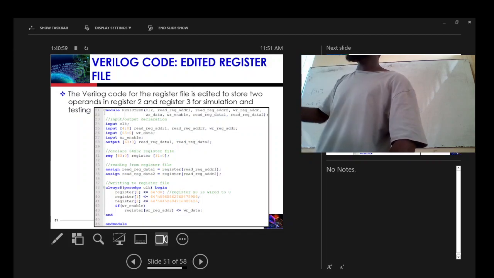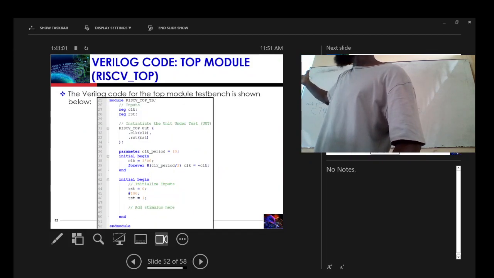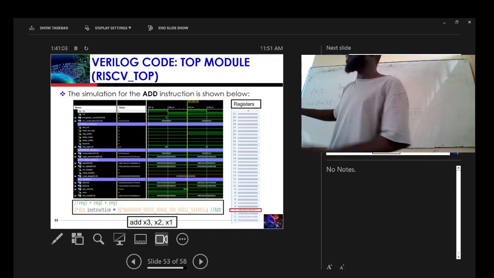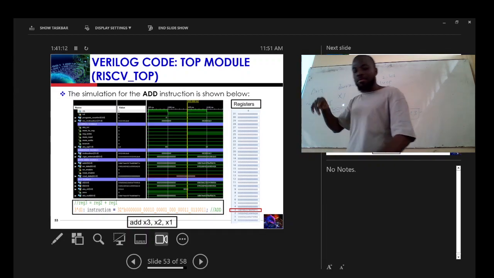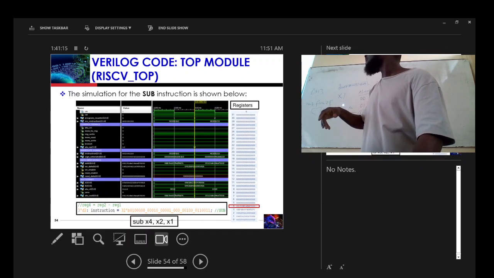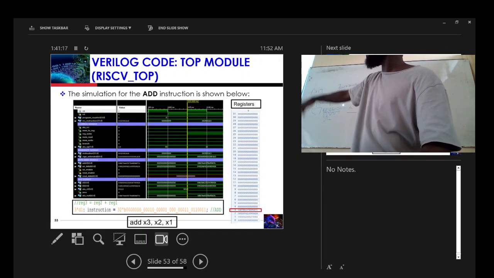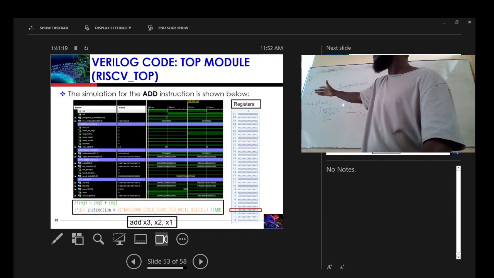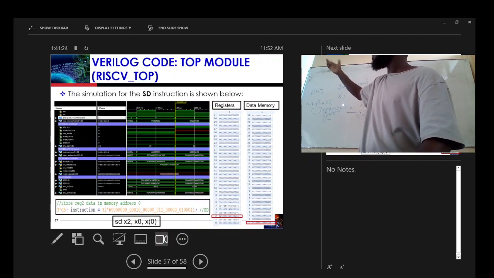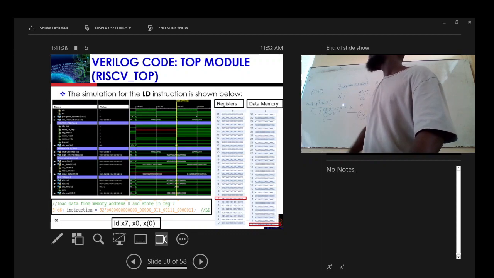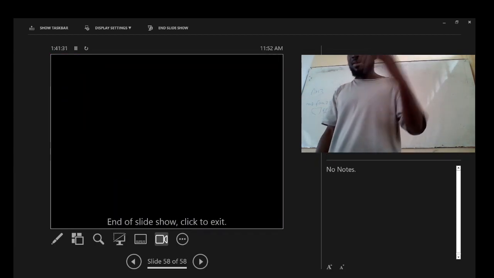Everything is combined. Then after that, I did a test bench, and I actually tested all the instructions there to see whether it works. So that is all you are doing. That's what you guys must do. Now, I tested for the add instruction, and I saw that it was working all right. I tested for the subtract, the or, and the and, the store word, the load word, and all of that.